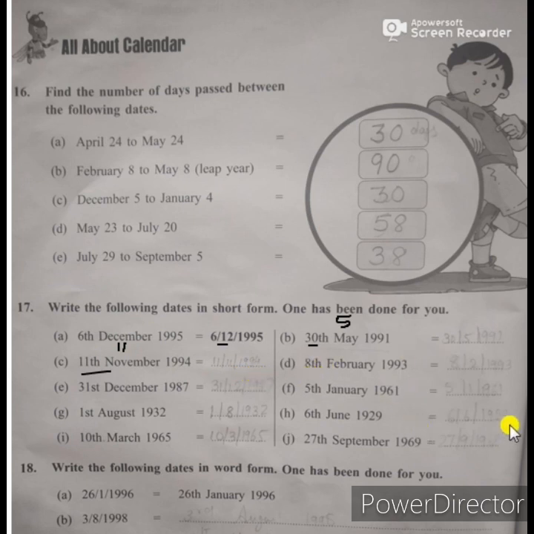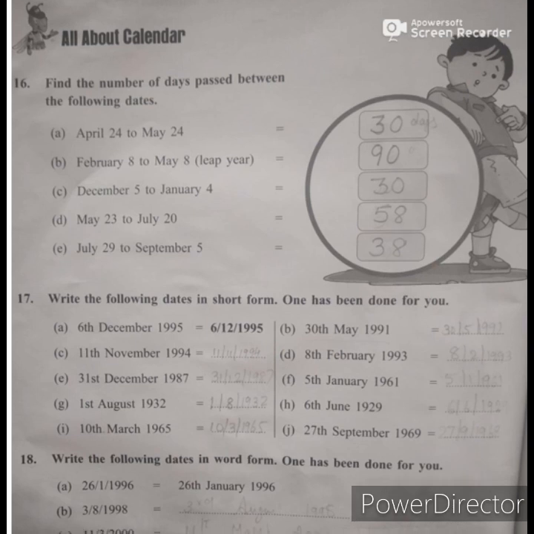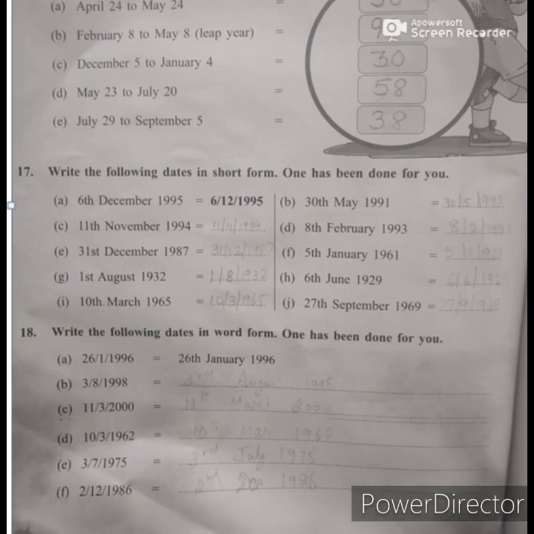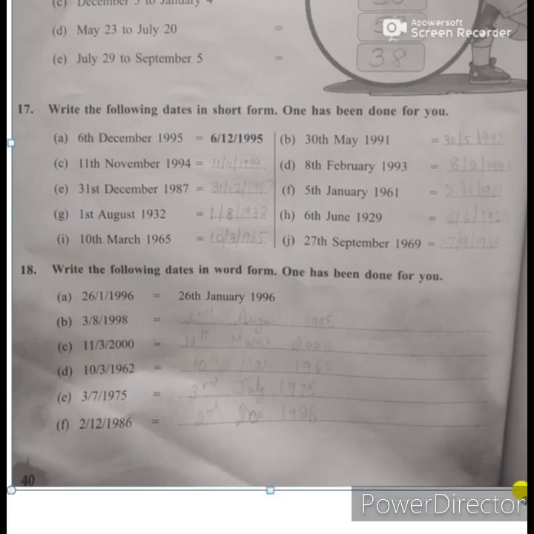In this way, the full exercise you have to complete in the workbook. I have done it. I have written all the answers. You just copy, or understand and write. Now we will move to the next heading of this page. The next heading is: write the following dates in word form, or otherwise write in full form.